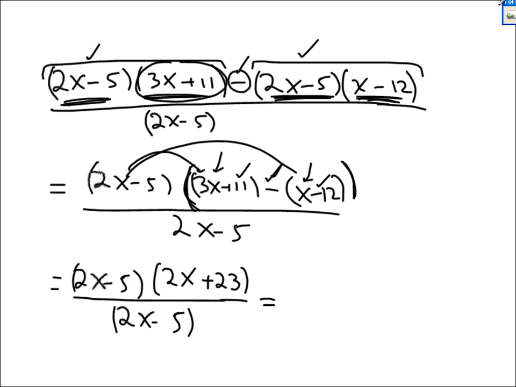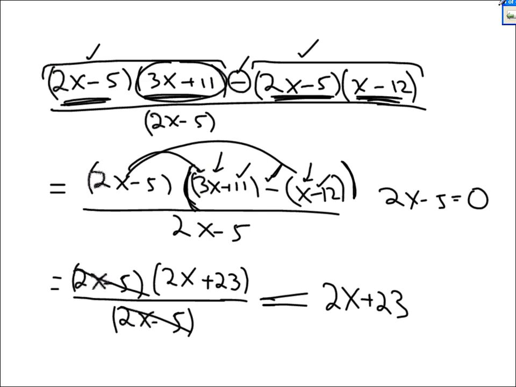Now, most times that will be 1, and you will be left with 2x plus 23. But there is one time when you won't get back 1, and that's when this is 0 and that's 0. That's when 2x is equal to 5.